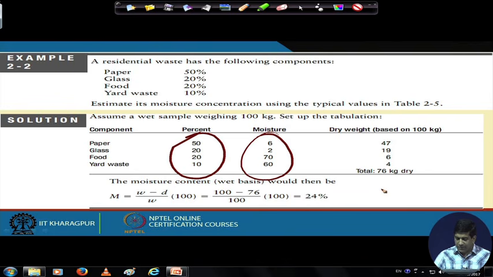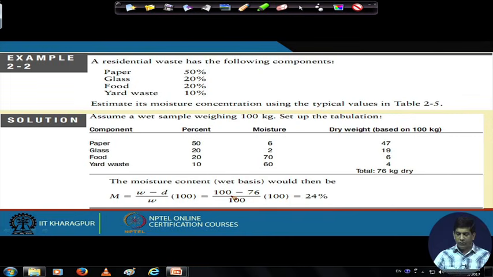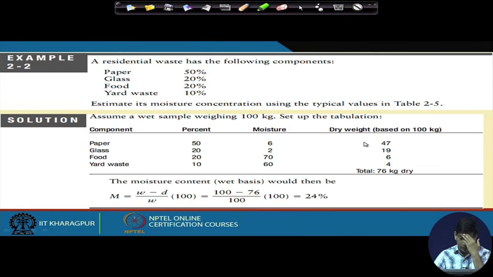The same thing has been done over here, where you can see it's W minus D divided by W. So W, the total weight, is 100, 76 is the dry, divided by 100, and then you multiply it by 100 to get the percent. So it's around 24%. That's the moisture content for this particular waste stream.